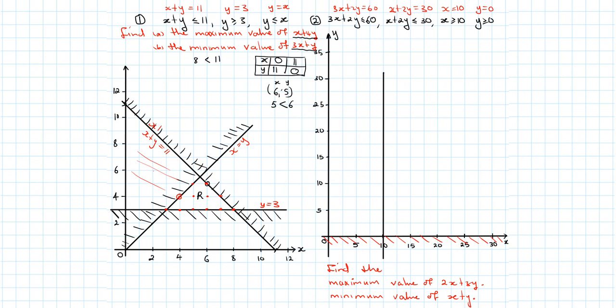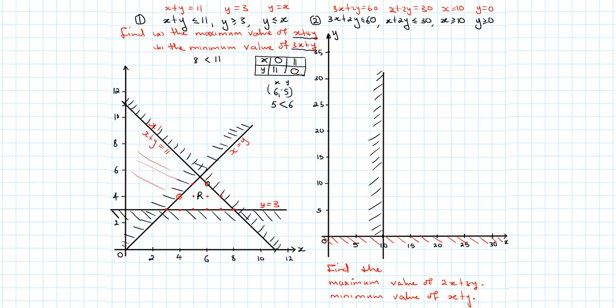X is greater than 10. X is greater on the right, which means the left is the unwanted region. So there we go. How many have we shaded already? Two. We are going nice and smooth. After this, what do we need to do?